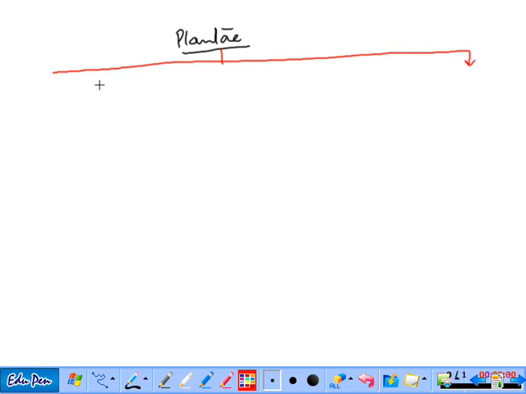We did angiosperm. So once again we'll start from where we started. We had a Plantae. It has a thallophyta. Thallophyta. What does it mean?